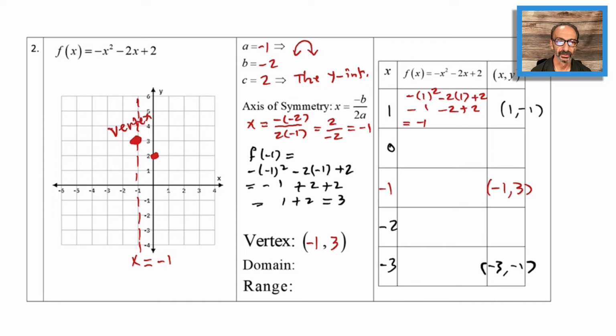Because of symmetry, we could transfer it to negative 3, which is 2 units to the left of the axis of symmetry. So also at negative 3, we get negative 1. You don't have to take the time and plug it in. As you can see from the graph, I marked 1, negative 1 and negative 3, negative 1. They're the same distance from the axis of symmetry and the same level.